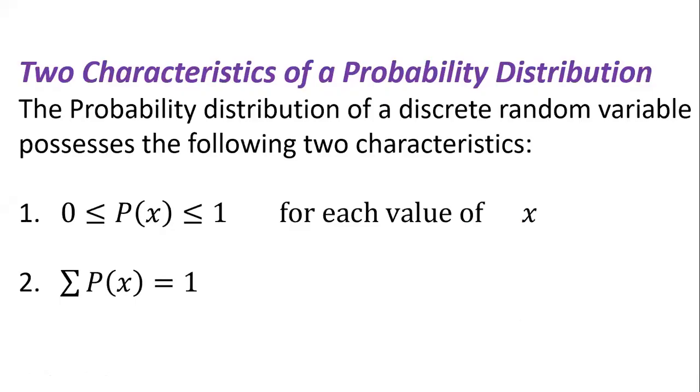The two characteristics of a probability distribution are that each probability must be between 0 and 1. There is no probability less than 0 and greater than 1. And when you add all probabilities for all possible outcomes, the sum is equal to 1.